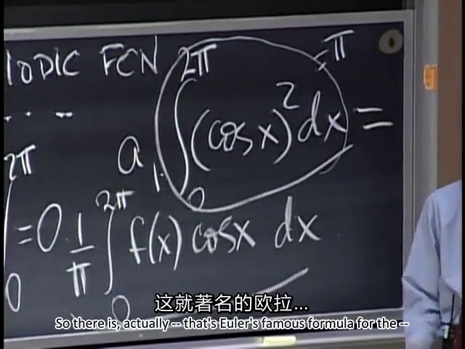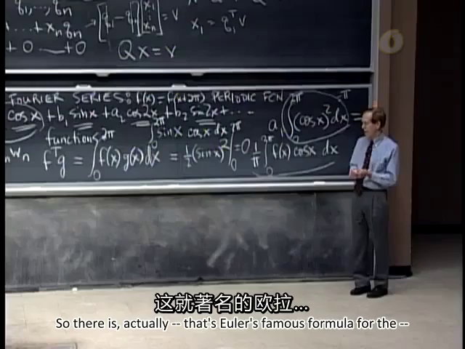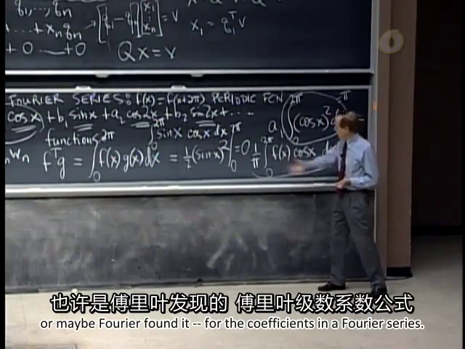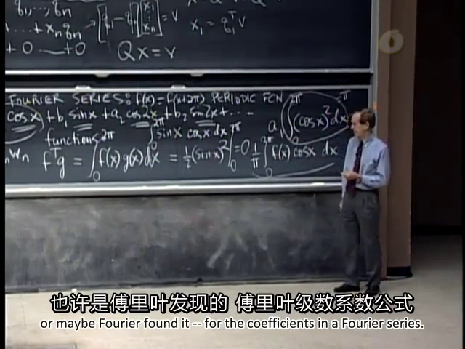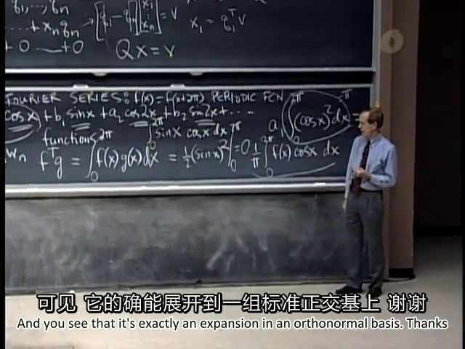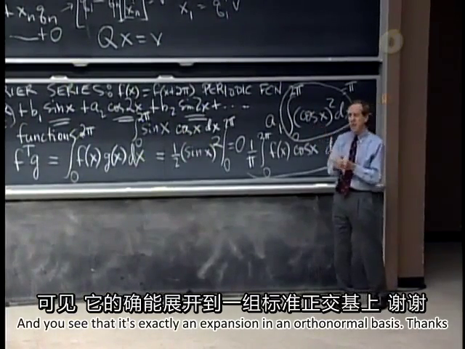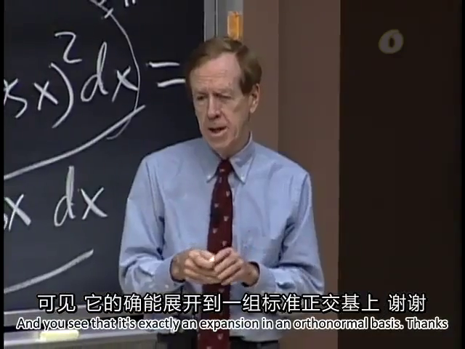So that's Euler's famous formula, or maybe Fourier found it, for the coefficients in a Fourier series. And you see that it's exactly an expansion in an orthonormal basis.